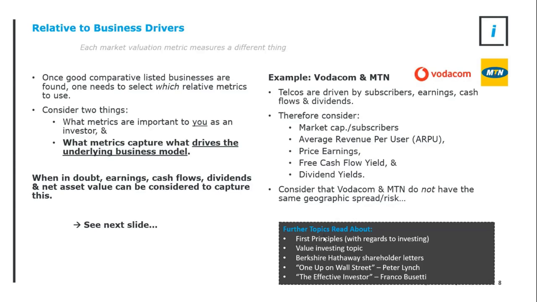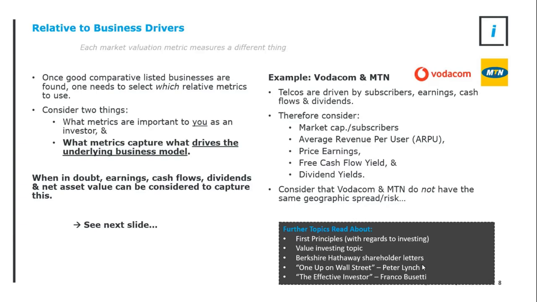There are a range of other things to read on this, particularly in terms of understanding what drives a business model. The next slide has a list of relatives, but look at first principles, value investing topics, Warren Buffett's Berkshire Hathaway letters unpack a lot of these things. And they touch on a lot of the fundamentals from the previous session, so always worth reading.